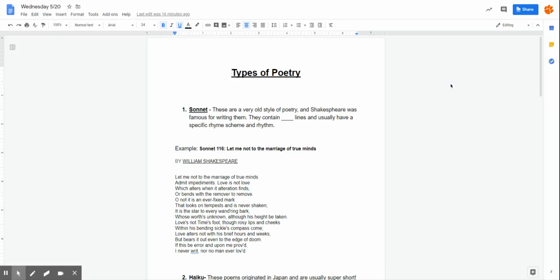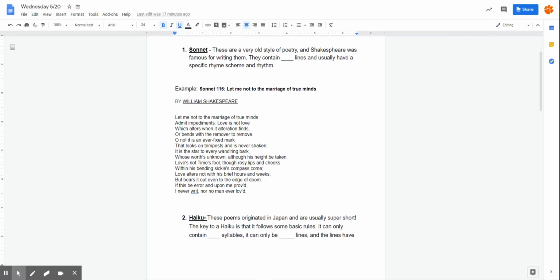The first type of poem I want to look at is called sonnets. Sonnets are a very old style of poetry, and Shakespeare was famous for writing them. The key thing to remember with sonnets is that they contain 14 lines. They also usually have a specific rhyme scheme and a specific rhythm called iambic pentameter, but I'm going to save that for high school. For now, I just want you to remember that they contain 14 lines. An example of a sonnet would be Sonnet 116 by William Shakespeare.